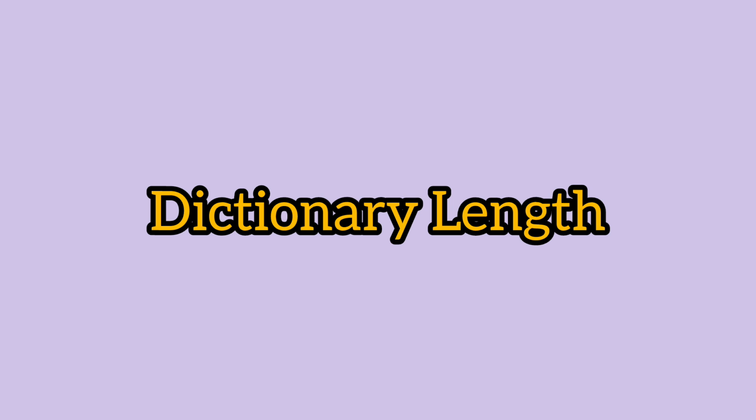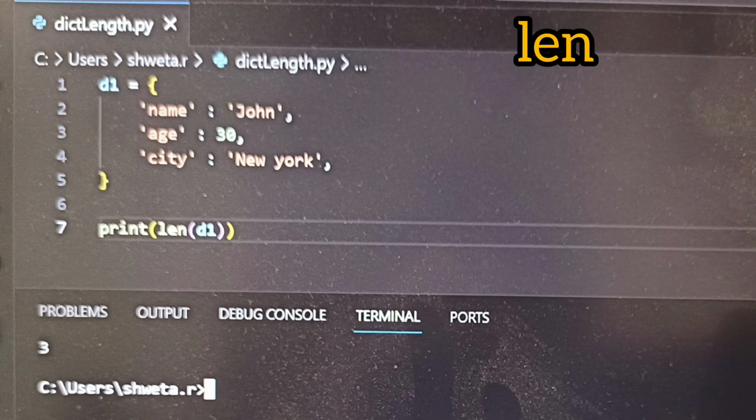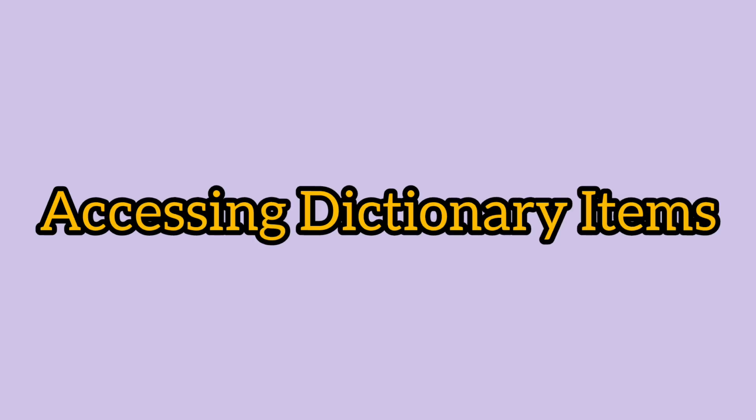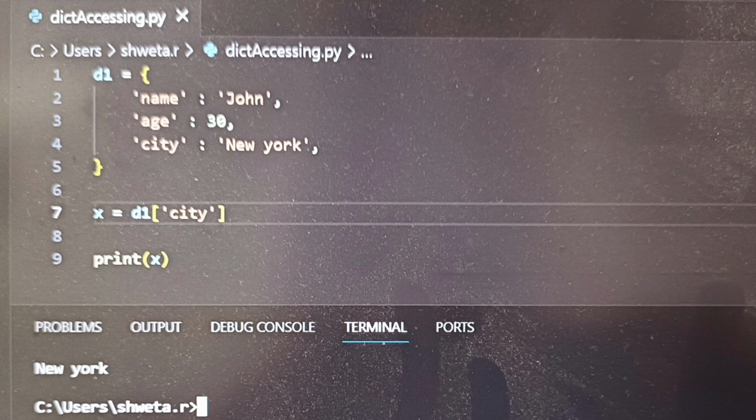Next, we will find the number of items present in the dictionary using the len function. D1 contains 3 elements. We will see how to access dictionary items. You can access the items of a dictionary by referring to its key name inside the square brackets. For example, we are accessing city of D1.